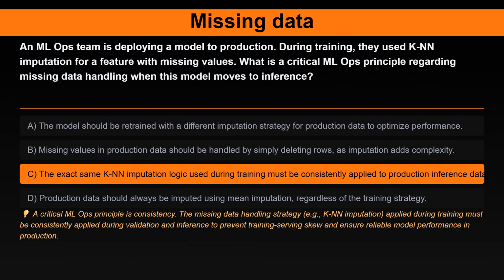The correct answer is the exact same KNN imputation logic used during training must be consistently applied to production inference data. Here's the explanation. A critical MLOps principle is consistency. The missing data handling strategy, e.g., KNN imputation, applied during training, must be consistently applied during validation and inference to prevent training-serving skew and ensure reliable model performance in production.